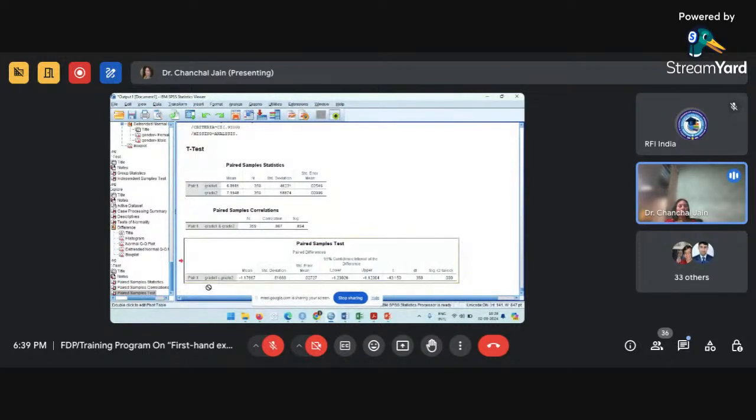Going to the last table of the output, which is for the paired samples test, you can find here the mean difference is minus 1.17. Standard deviation is 5.516. Standard error of mean is 0.027. Further, the main thing is the t-test value, which is minus 43.150 for 358 degrees of freedom, and the significance value for the t-test is 0.000. So can anyone interpret what we will conclude? Anyone?